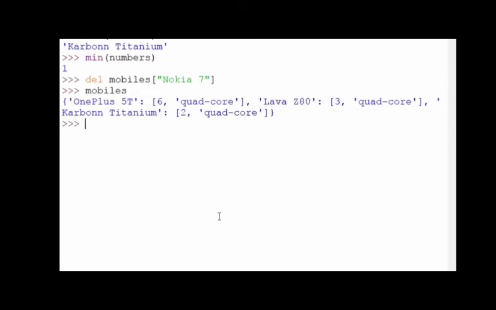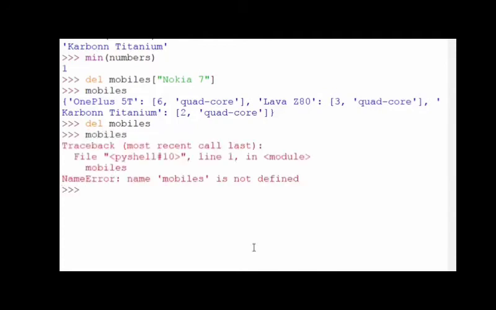The same keyword del can be used to delete the dictionary itself. For this, simply type del followed by the dictionary name. Now, if you type the dictionary name at the prompt, you will see a name error. This means the dictionary has been removed from the memory.